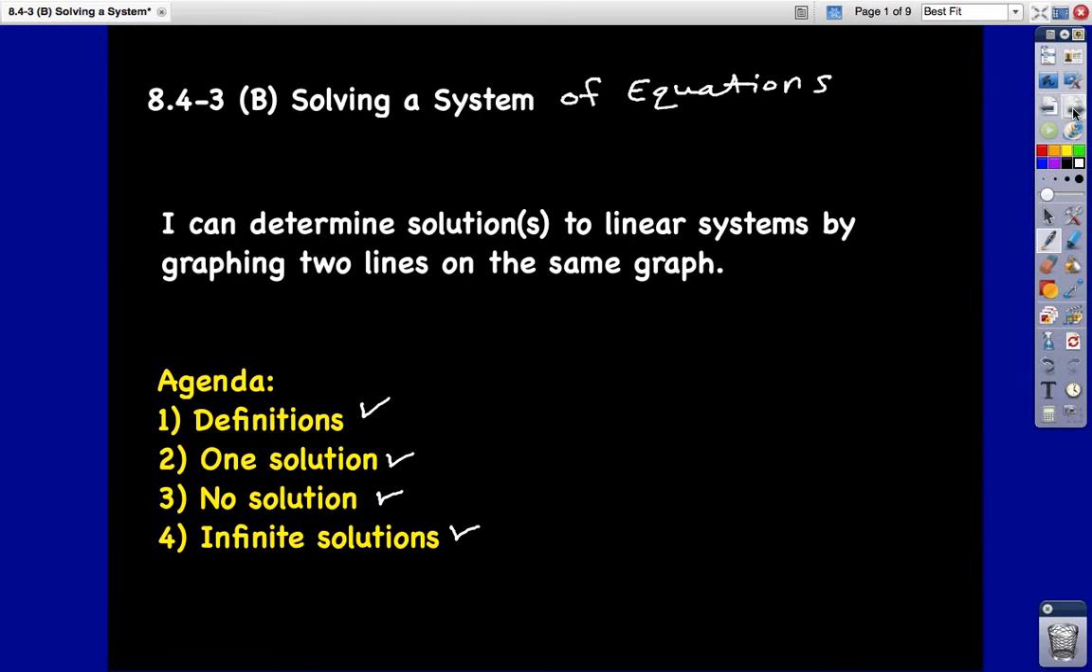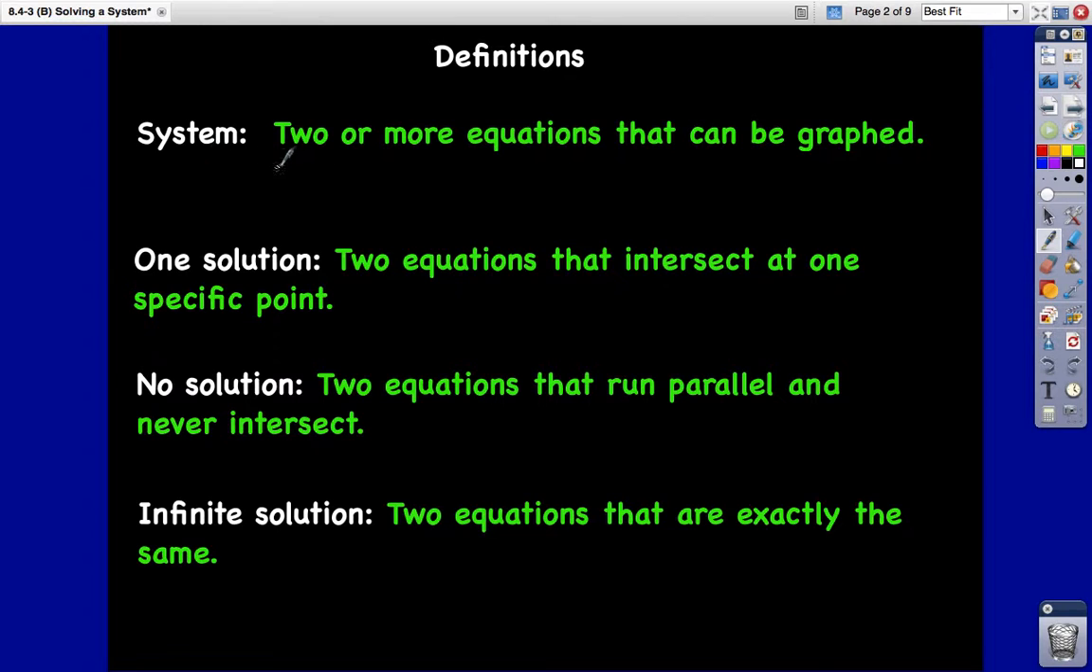Okay, here we go. So a system is two or more equations that can be graphed. Now, that's actually not the technical definition of a system in math, but it's our definition. It's a definition that works for Math 8. So for us, it's two or more equations that can be graphed. A one solution system has two equations that intersect at one specific point. So I'll be sure I show you something that looks like that.